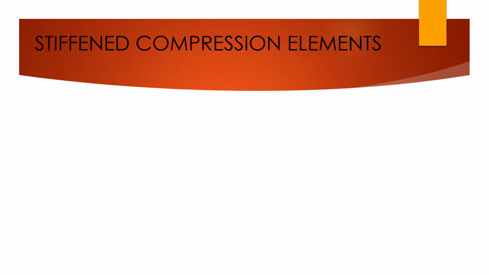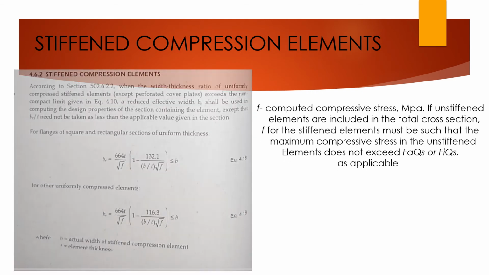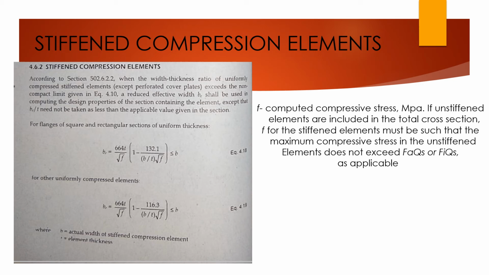So, stiffened compression elements. According to section 506.6.2.2, when the width-thickness ratio of uniformly compressed stiffened elements, except perforated cover plates, exceeds the non-compact limit given in equation 4.10, a reduced effective width B shall be used in computing the design properties of the section containing the element, except that B over T need not be taken as less than the applicable value given in the section.